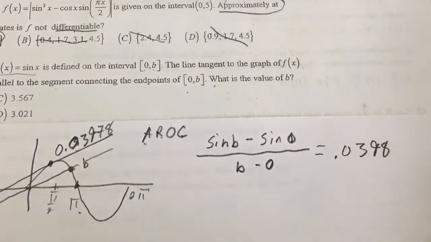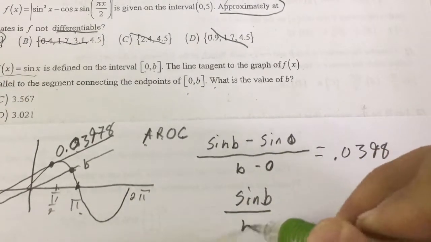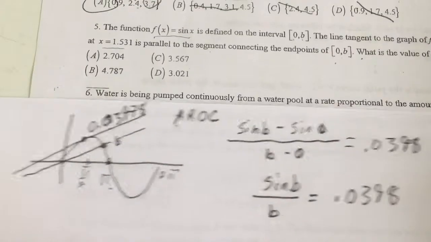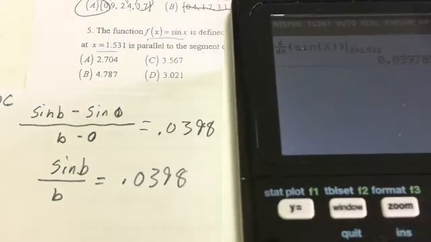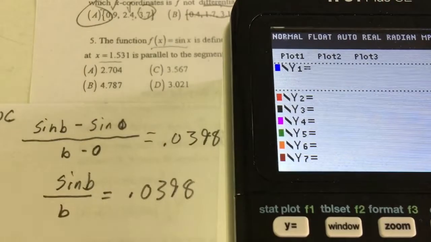0.03978, we'll say. Well, sine 0 is 0. So this is going to give me sine B over B equals 0.0398, and I'm stuck. But it's calculator active, so I'm going to abuse the calculator. I'm going to go to y equals, clear that out, and graph sine B over B.